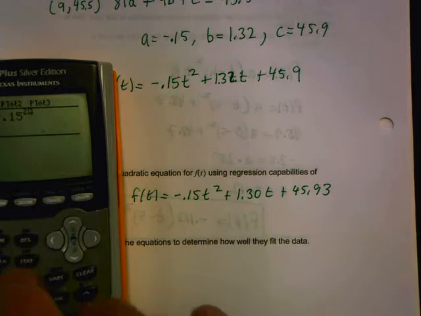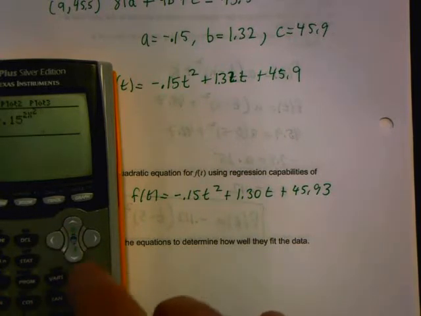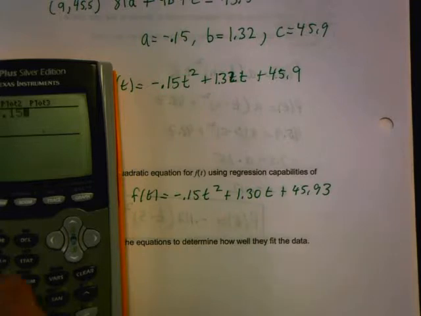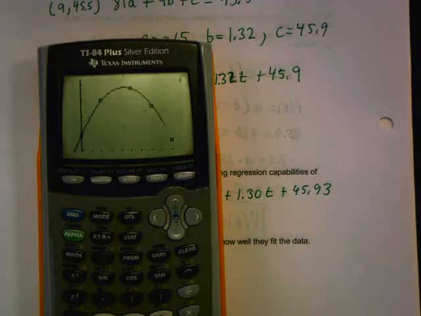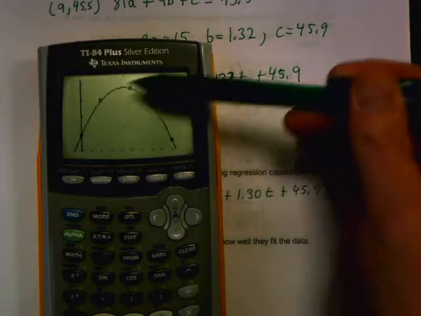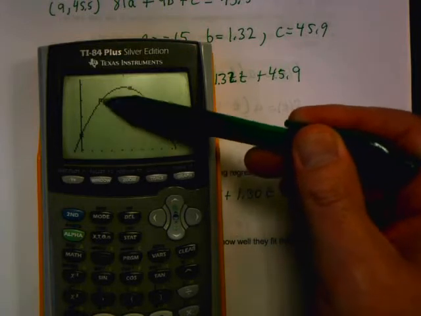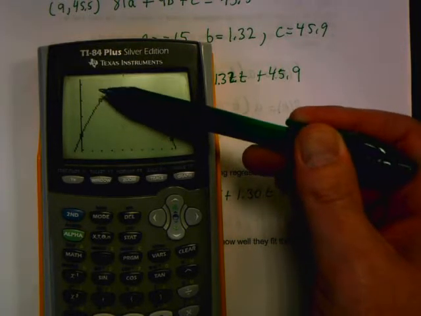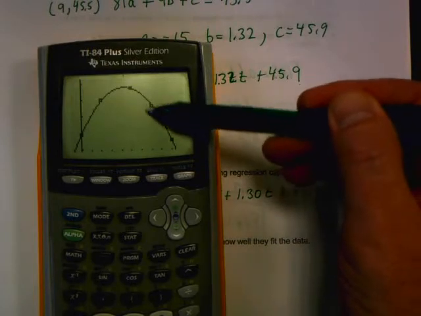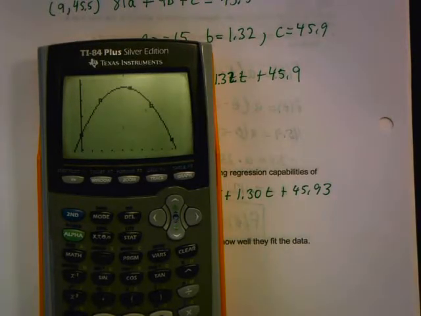Minus 0.15x squared plus 1.30x plus 45.93. Draw me a picture. Is that one better than the other one? Yeah, just a little bit, isn't it? The other one, it hit 3 points exactly. This one is not hitting that one exactly, but I think it's closer than the other one was. And the same with this point. It doesn't hit it exactly, but it's really, really close. So that, in theory, should be the best one.